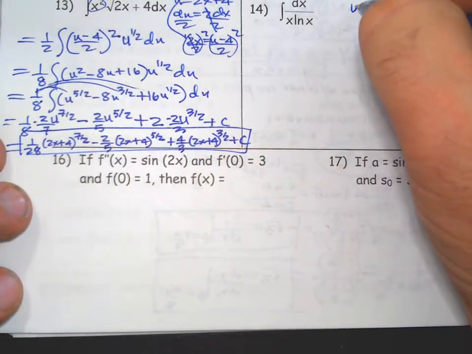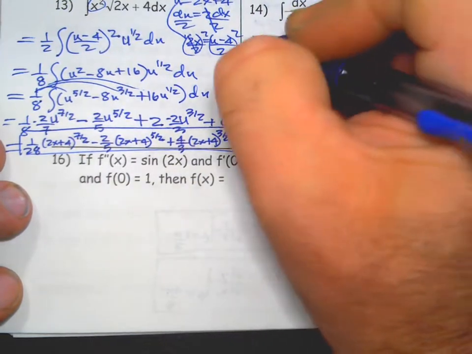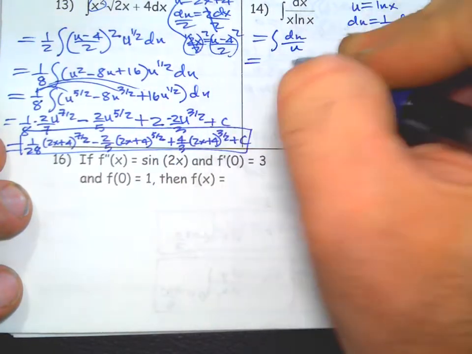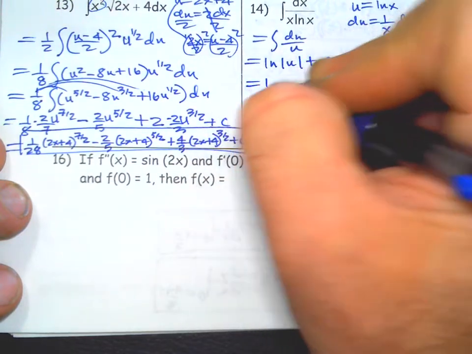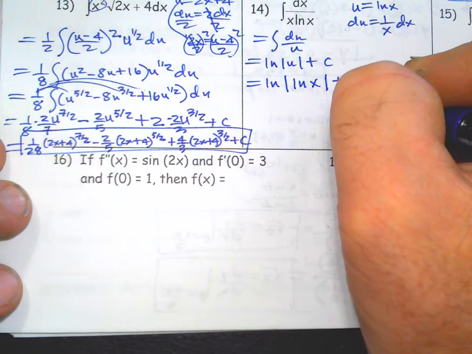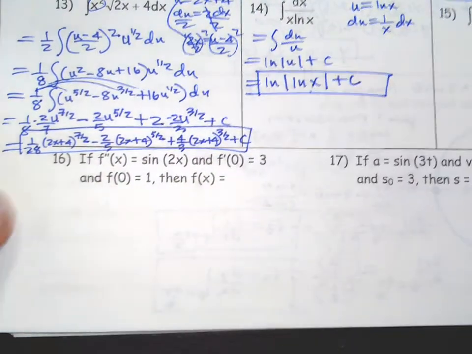Here, I think I'm going to go with u equals natural log x, because du equals 1 over x dx, that's perfect. This is going to be du over u, which is going to be natural log of the absolute value of u plus c. It's going to be natural log of the absolute value of the natural log of x plus c. No natural log on the inside of that. That's it.